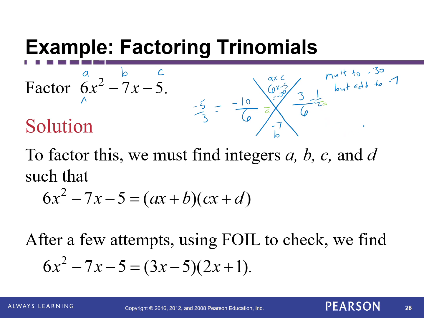Now, here's the key part. Let's start over here, the 3 and the negative 5. The 3 is the number that goes in front of the x, and then you add the negative 5. So I get 3x minus 5. And over here, the 2 is the number that goes in front of the x, and then I add the 1. So my two factors are 3x minus 5 and 2x plus 1. So factored, it is 3x minus 5 times 2x plus 1. And that's how you can use the X method to solve.